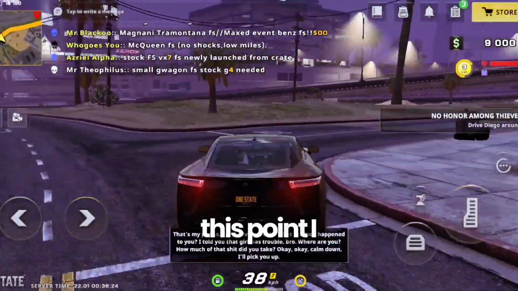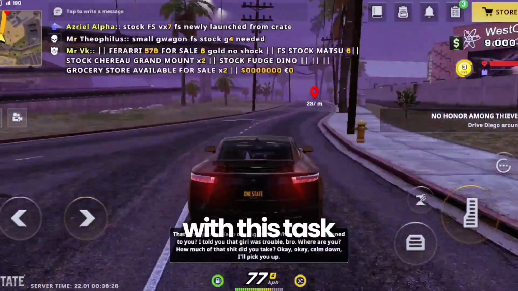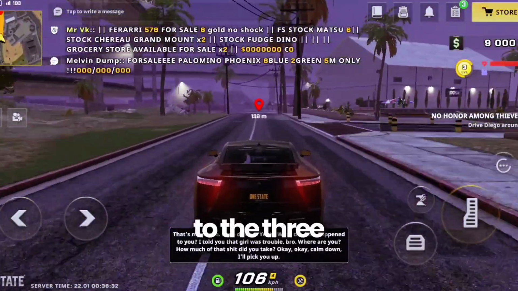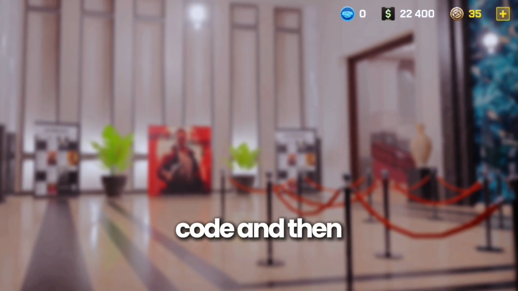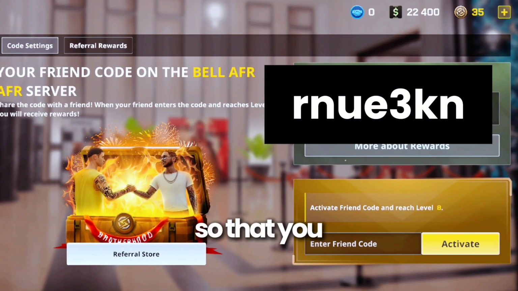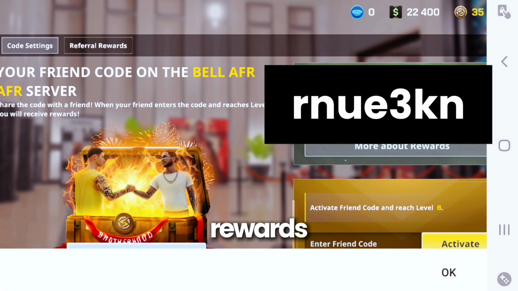Now, also at this point, what I will need you to do once you are done with this task is come to the three lines beside your store, go to friend code, and then input this friend code so that you can activate it and get rewards.